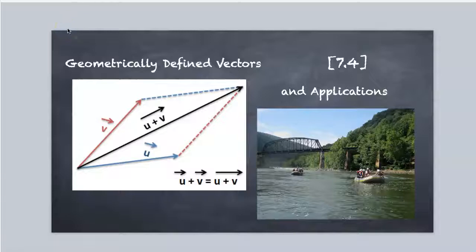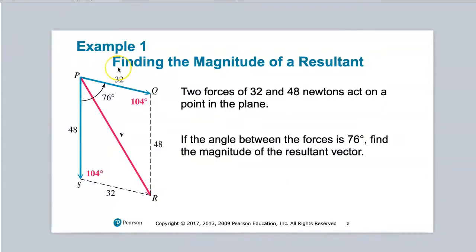Okay, here we are continuing in our 7.4 lectures. This is lecture number 2. If you're trying to do number 23 in your textbook, then this first example would be perfect for you. So how do we find the magnitude of a resultant?